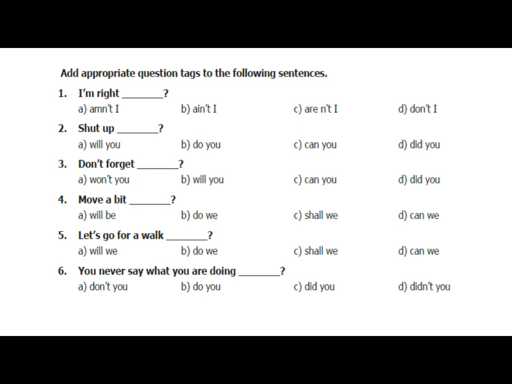Add appropriate question tags to the following sentences. I am right. What should we use here? Aren't I? Shut up, will you? Don't forget, will you? Move a bit, will you? We do, don't we? Let's go for a walk, shall we? You never say what you are doing, do you?